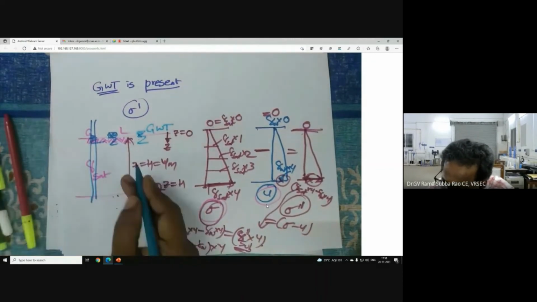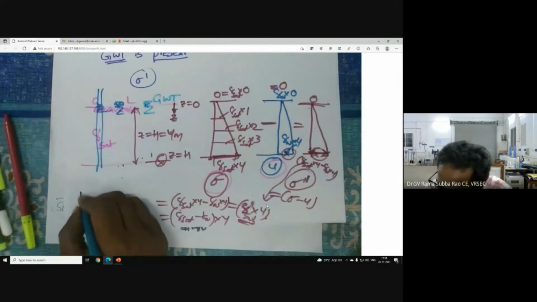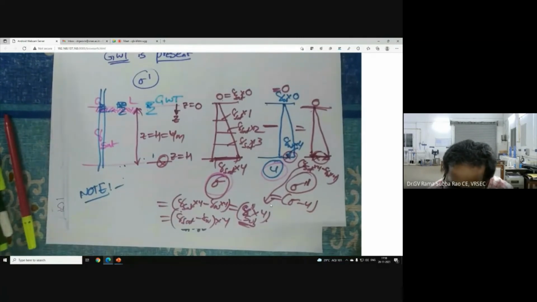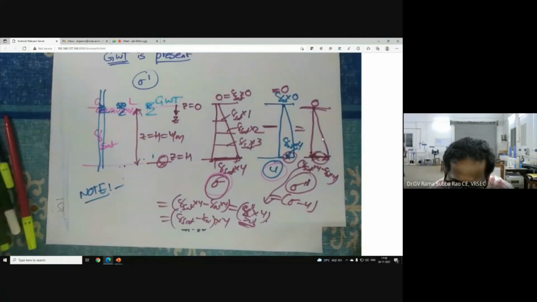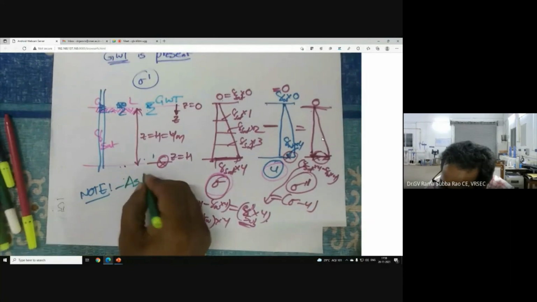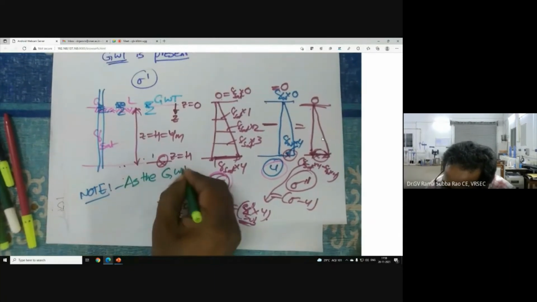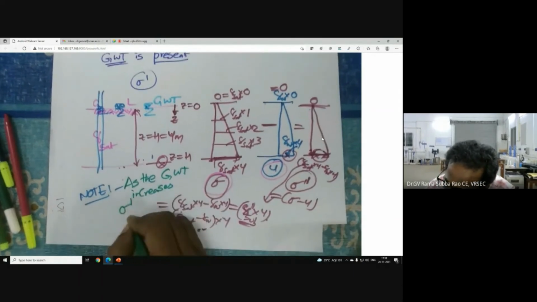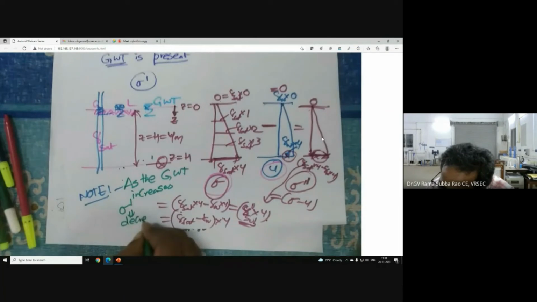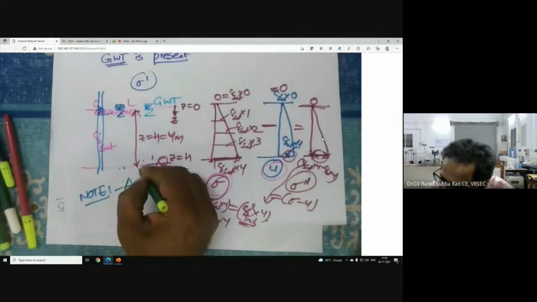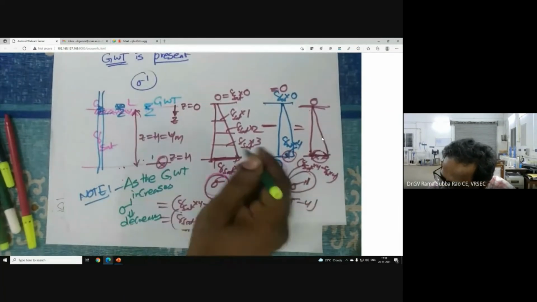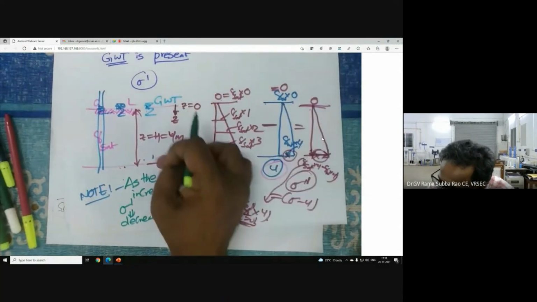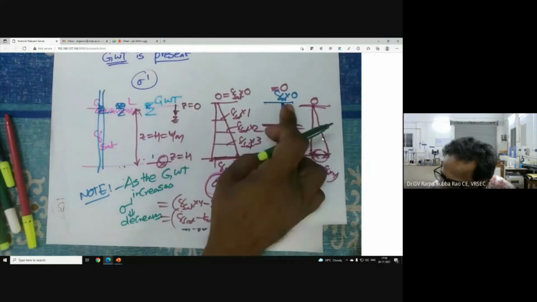Let me write a note, a very important note. So it is the time to write, nothing wrong to write. So here the biggest thing we have to discuss is, as the water table increases, as the groundwater table increases, effective stress decreases. See what happened here, once the water table is increasing, pore water pressure comes into the picture now. Pore water pressure is increasing. As the water table is increasing, pore water pressure is increasing.